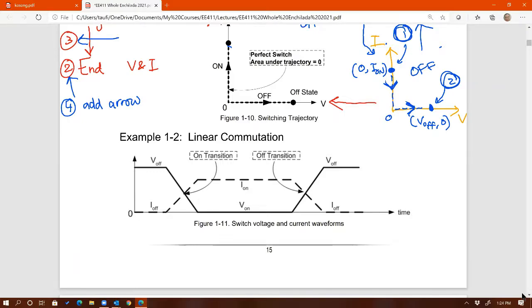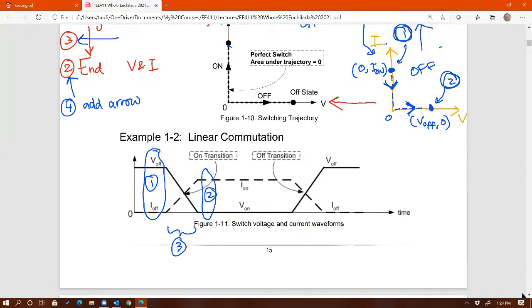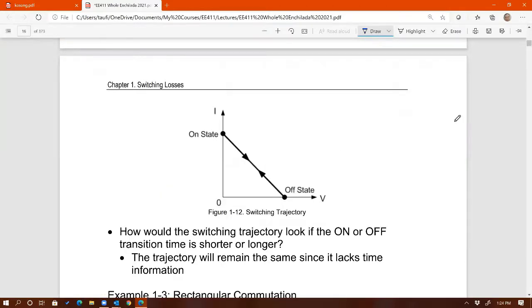So what is the beginning? Beginning is right here, if I look at the turn on transition first. That's the beginning. That's the end. That's what happens in between. So that's number 1, number 2, and then number 4 is just adding the arrow from 1 to 2. Okay, so let's check it out. Beginning is V off and 0, just like before. End is 0, comma, I on. Oh, I combined both again, sorry.